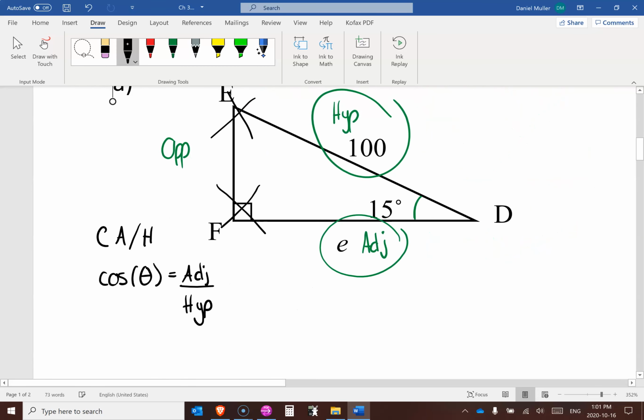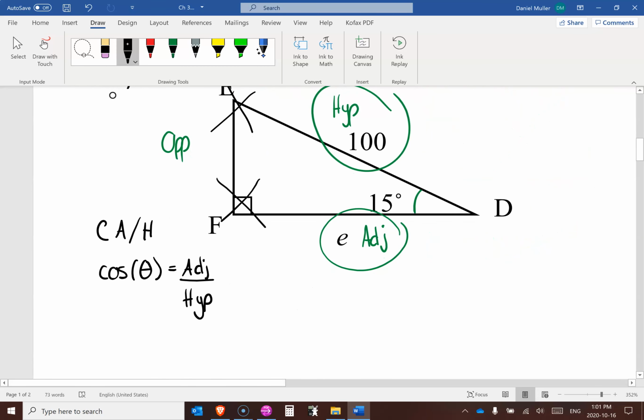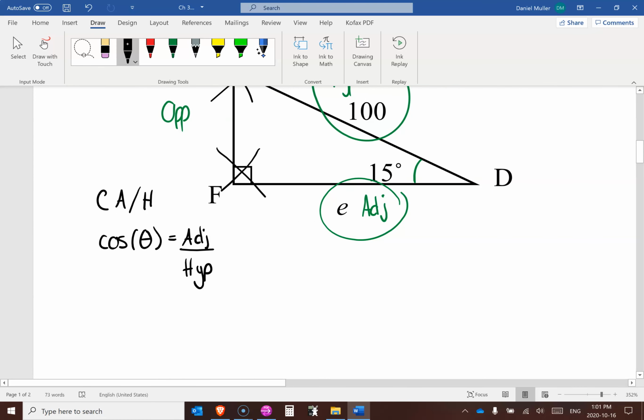Okay, so what angle do we have? It does give us the angle from our perspective. It's 15 degrees. So cosine of 15 degrees is equal to the adjacent, which is E, and the hypotenuse, which is 100.